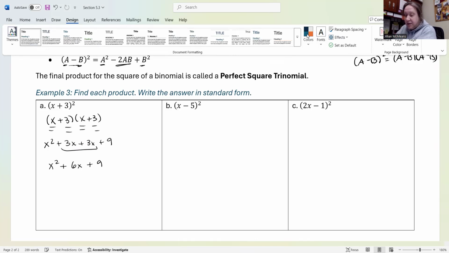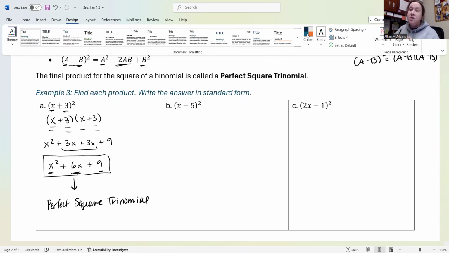So let's really think about that. The first term was x, we got x squared. The second term was 3, we got 3 squared. The product of x and 3 is 3x, and if we double it, we get 6x, okay? So the special product formula really would work here. And what you need to know is this right here, this trinomial is called a perfect square trinomial, and you will definitely see this again in your future.